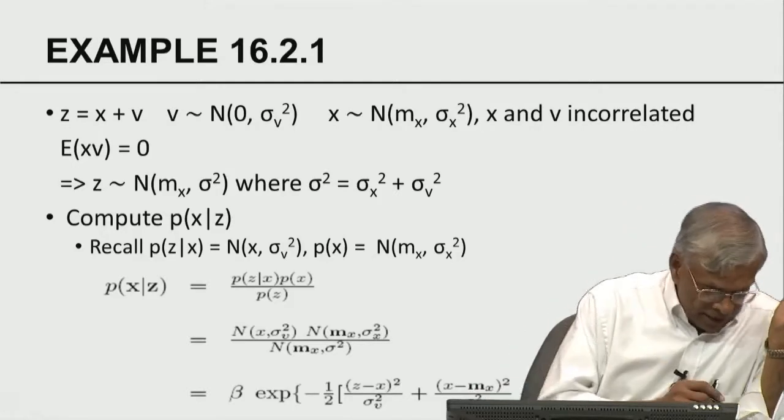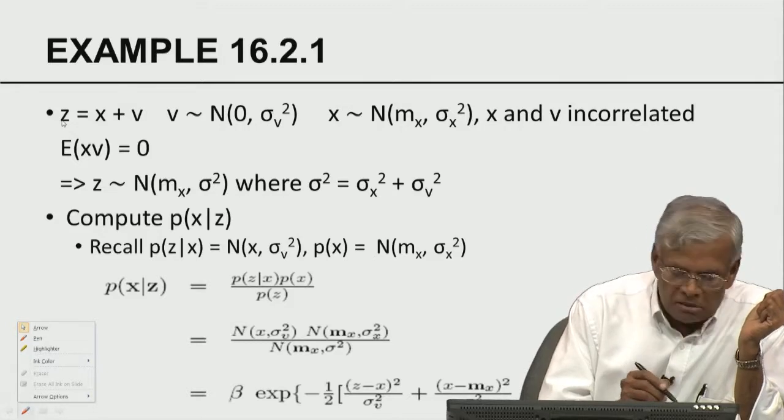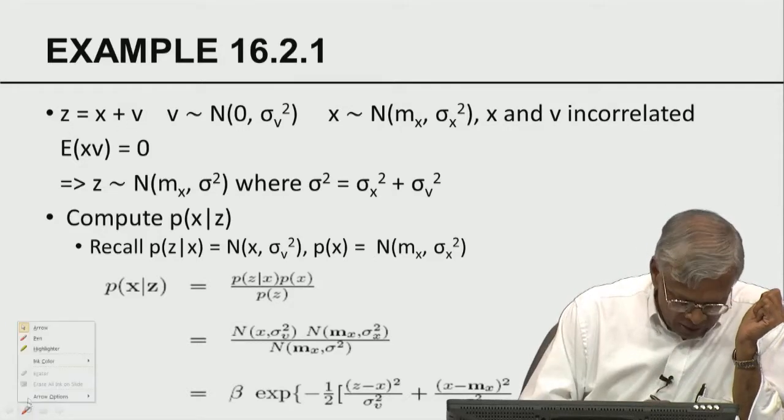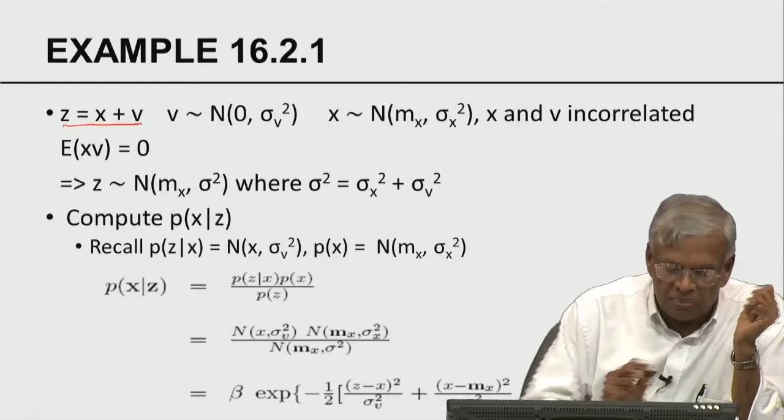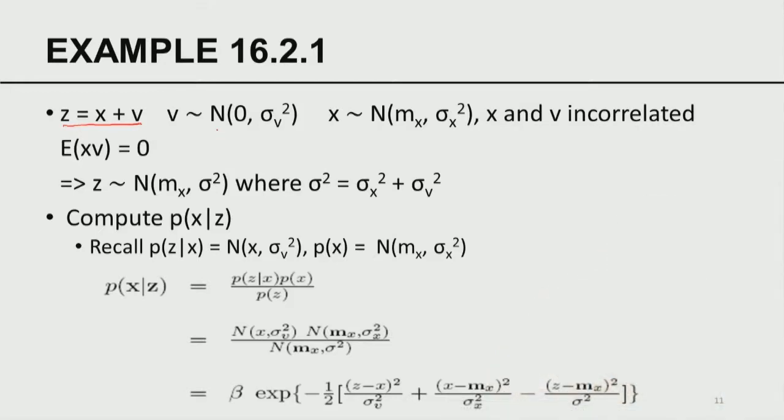So I'm going to quickly illustrate some of these using a simple example. Let z be equal to x plus v. x is an unknown. v is the noise. v has zero mean. Sigma square v is the variance. x is a random variable. Its mean is m of x, and sigma square x is the variance of x. We are assuming x and v are uncorrelated.